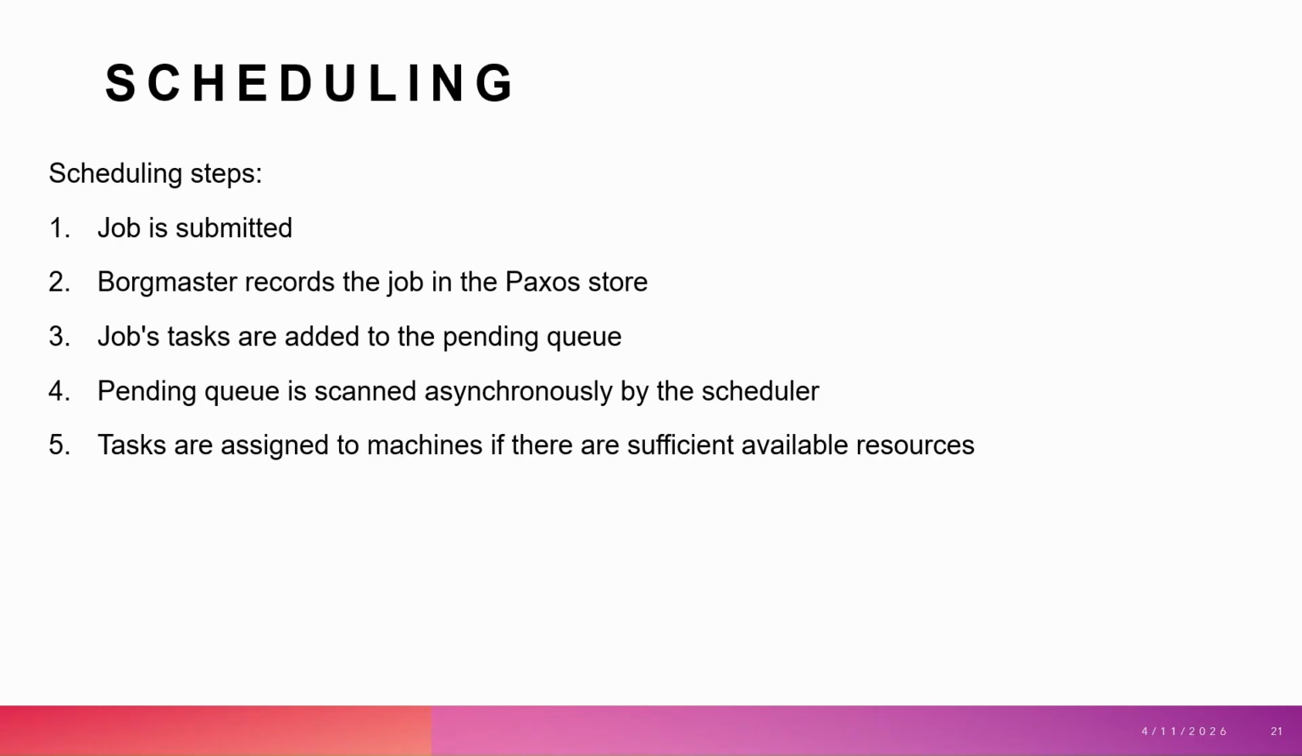Moving on to scheduling, the following steps are used. We have a job being submitted, and the BorgMaster records the job in the Paxos store. The job's tasks are added to the pending queue, and the pending queue is scanned asynchronously by the scheduler, and then the tasks are assigned to machines if there are sufficient available resources.